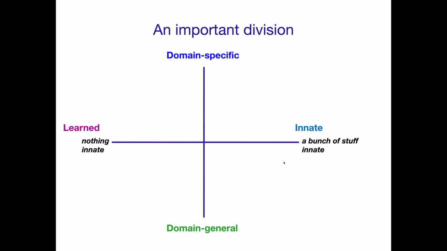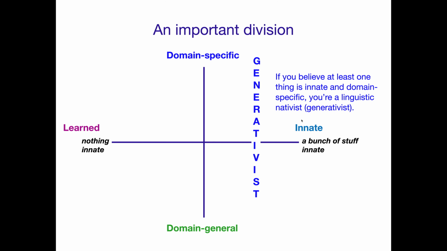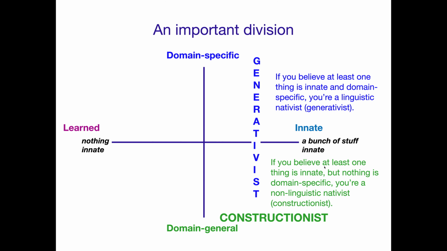And let's now think about the different names for the viewpoints we've been bandying around. If you believe at least one thing is innate and domain-specific, language-specific, you're a linguistic nativist, sometimes called a generativist. At least one thing, innate and domain-specific, and there you are. That's contrasted with if you believe at least one thing is innate, but nothing is domain-specific, everything is domain-general, zero domain-specific things. You're a non-linguistic nativist, because you do not believe in linguistic, domain-specific, innate knowledge. You're a constructionist if you're a non-linguistic nativist.